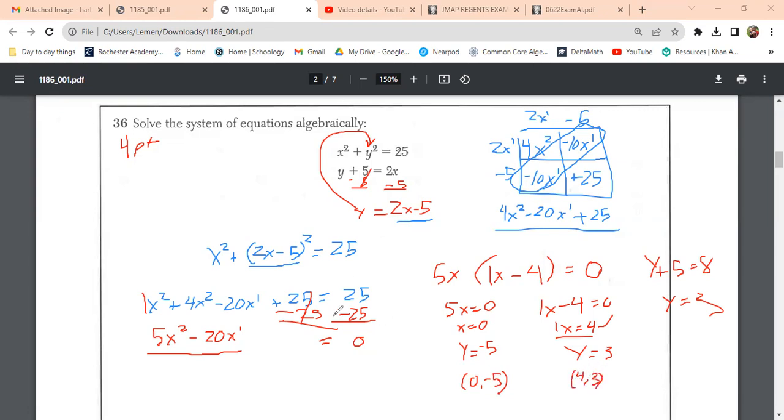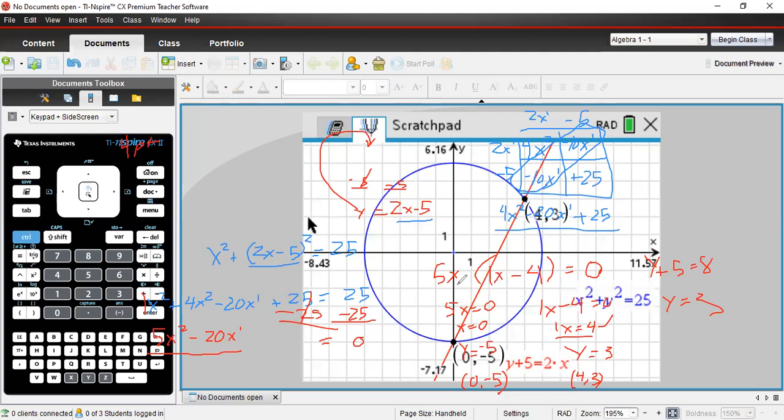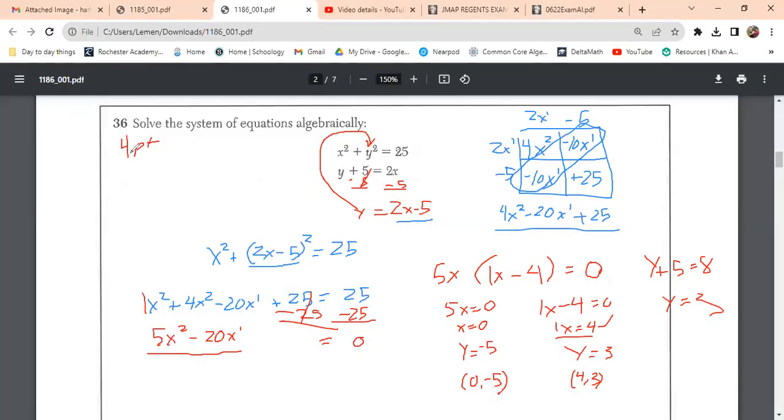And if we go back to the calculator, we did this, you can see that the intersection is 0, negative 5, and 4, 3, which is what we calculated. So we know that they're right. That would be it. That's what you're doing to get 4 points, that's how you would do it.